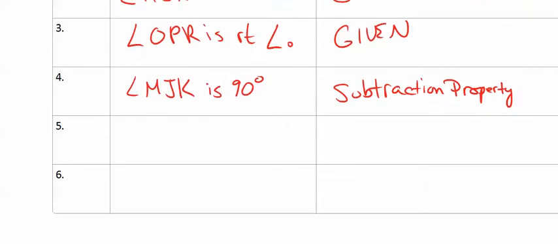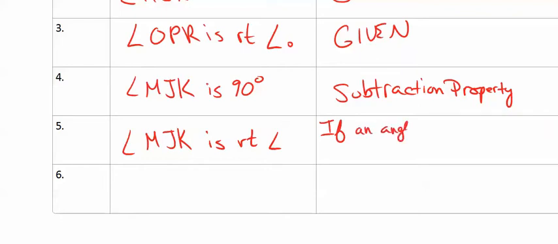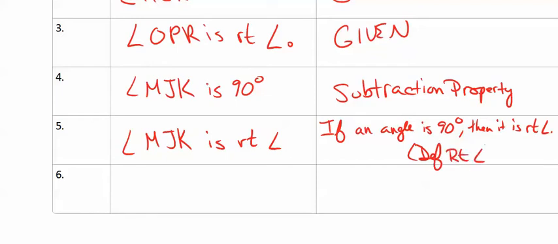And if we know that angle MJK is 90 degrees, then we also know that that angle has to be a right angle. And the reason is, if an angle is 90 degrees, then it is a right angle. And this is the definition of a right angle.